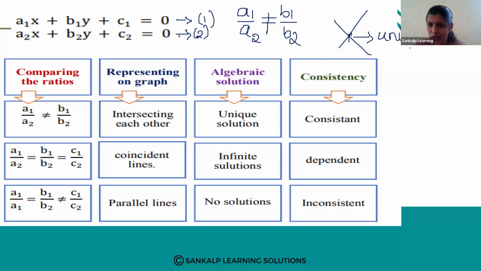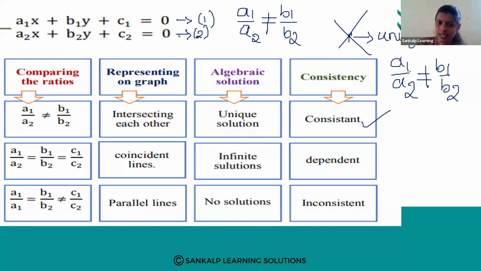Okay, this is very, very important, and this question may be asked in an MCQ. So how many solutions does it have? Unique solution. Consistency: is it consistent, inconsistent or dependent? It is consistent. When you get the result A1 divided by A2 is not equal to B1 divided by B2, then the graph is intersecting each other, the algebraic solution is a unique solution, and it is consistent.